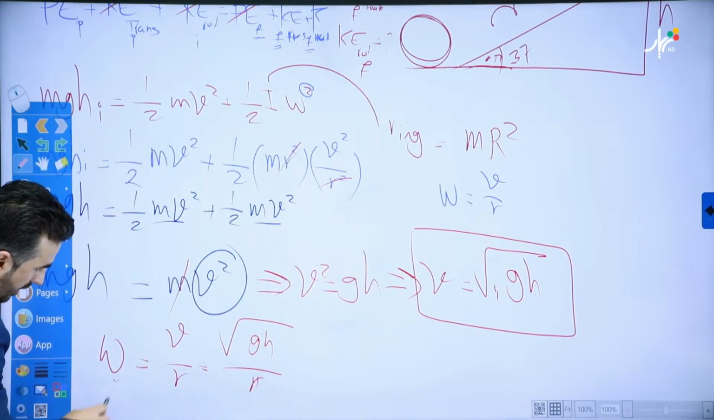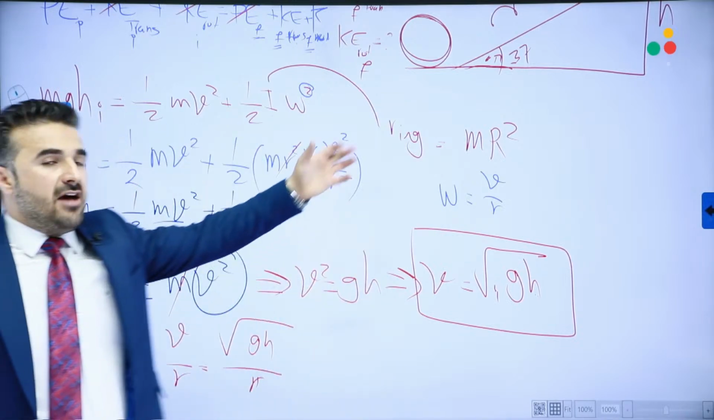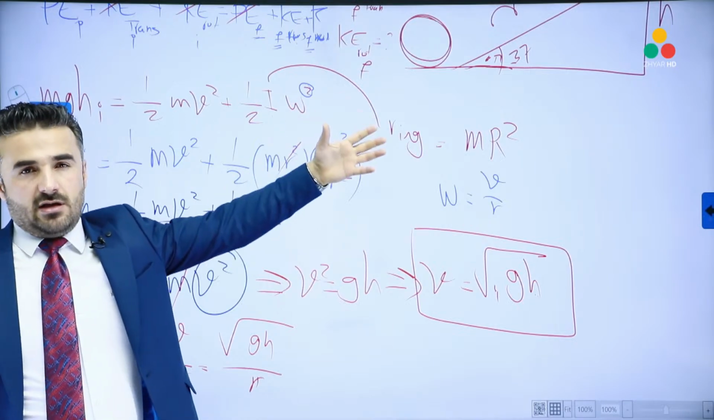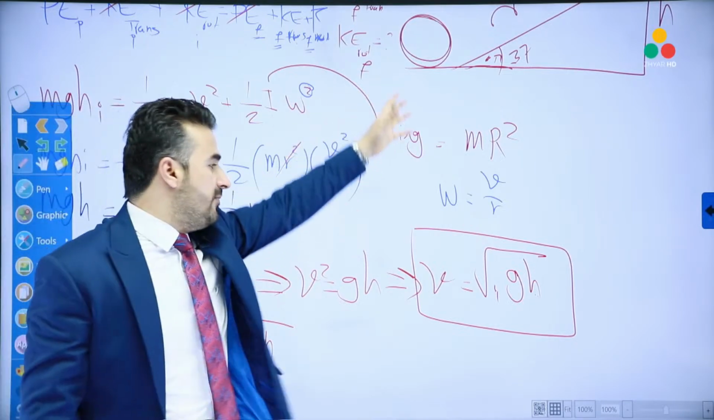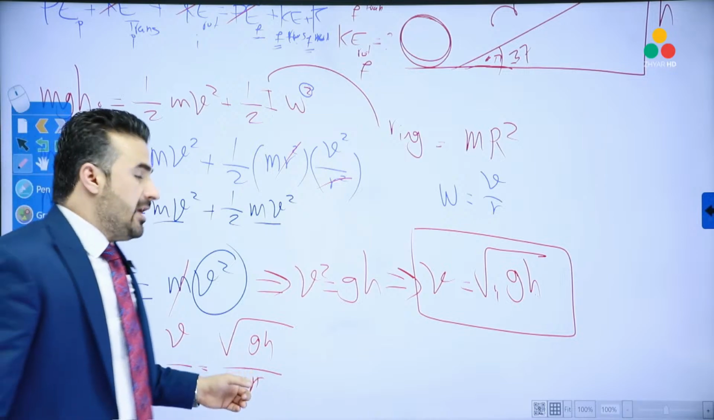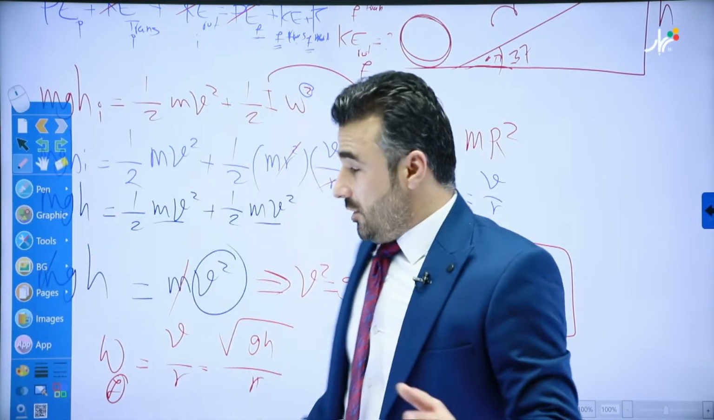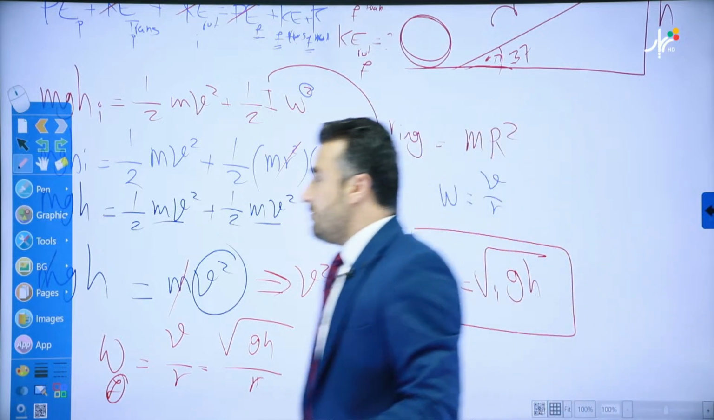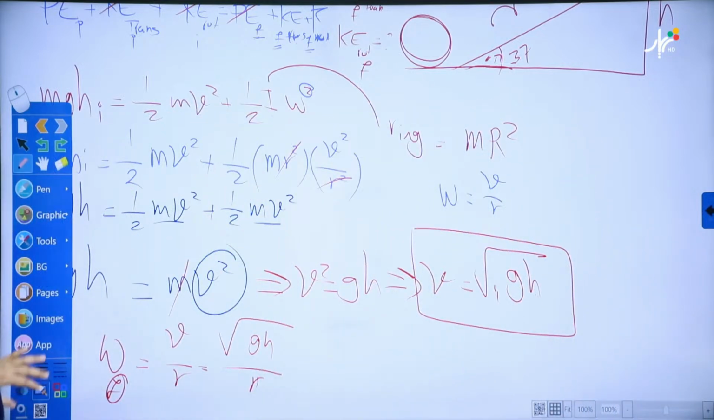And of course, we can call this one omega final, since the initial angular speed was 0 because the object was at rest. But at the bottom, you can see that it will be here. But do you have to go through all this calculation every time? No. Let me show you an easy way so that you can find the translational speed or the rotational speed without doing much calculation.